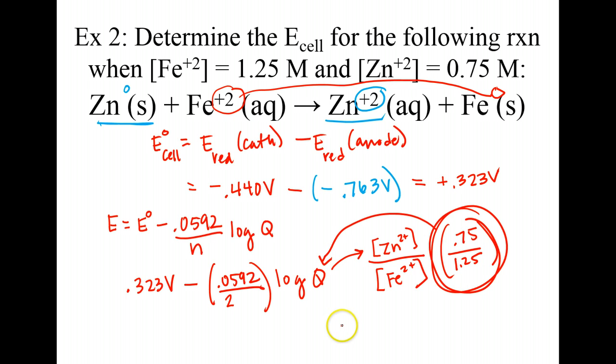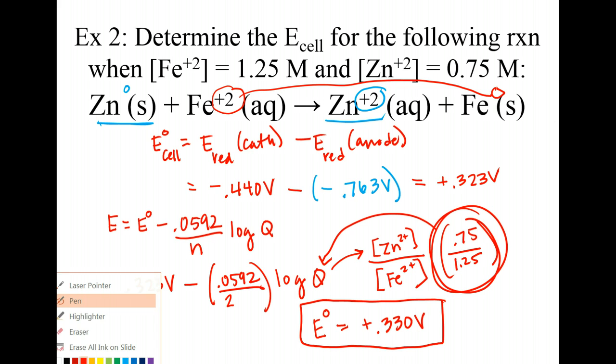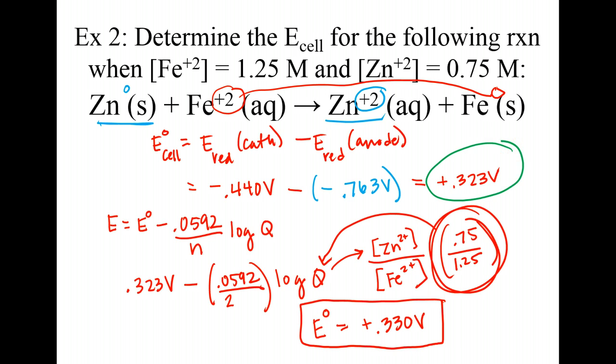equation, we should get a non-standard cell voltage of positive 0.330 volts. And so the Nernst equation, you can see it's not a lot different from the standard voltage right here, 0.323 volts. But by changing the concentrations, we do get a shift in that equilibrium system, and as a result, our voltage does change a little bit, and in this case, it increased to 0.330 volts.